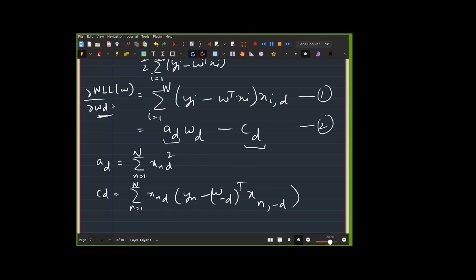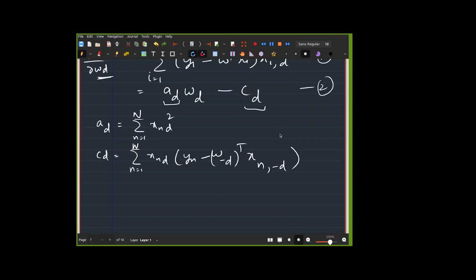Now, the gradient equal to 0 is basically the optimality condition. So you could always write AD times WD minus CD equal to 0. So the WD estimate, which is WD hat, is equal to CD divided by AD.